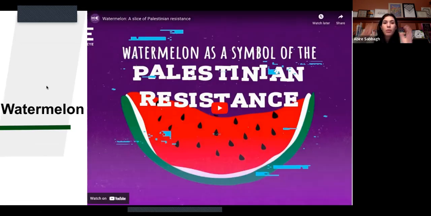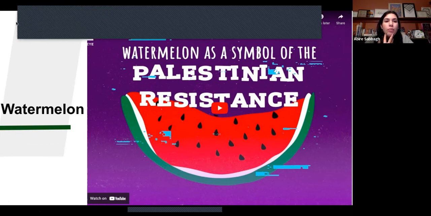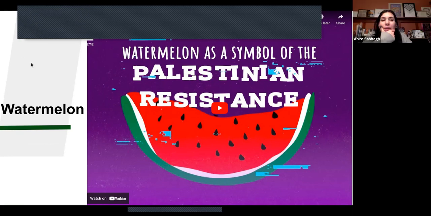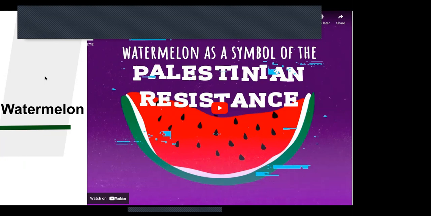So the next main symbol of resistance, and what's actually become a way of showcasing art as a symbol of resistance, is the watermelon. Does anyone know already why the watermelon became a symbol of Palestinian resistance? Colors of the Palestinian flag. Yes, so it's the colors of the Palestinian flag. And why did they need to use the watermelon? Do you remember? What happened? Because they ended up banning flags, so they needed another way to represent it.